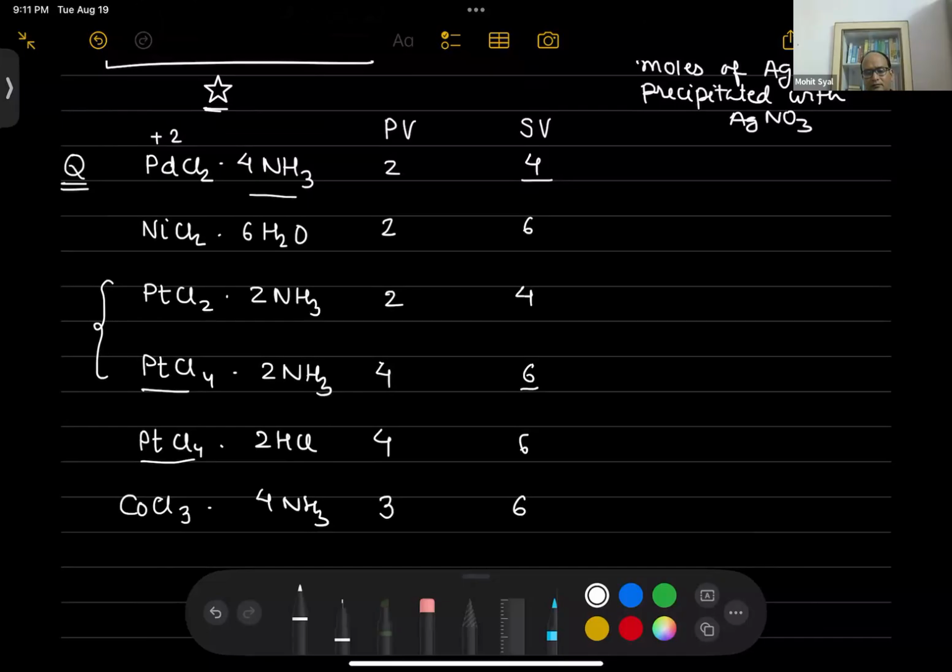Now write the formula in a square bracket and try to figure out how many chloride ions are ionizable and how many moles of AgCl are going to get precipitated. In the first case, tell me.